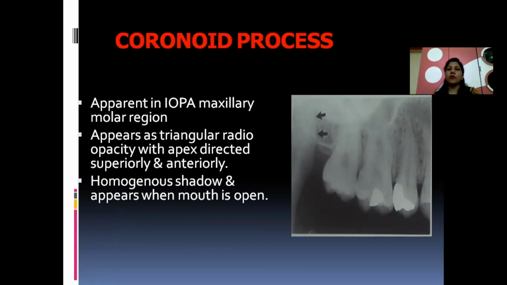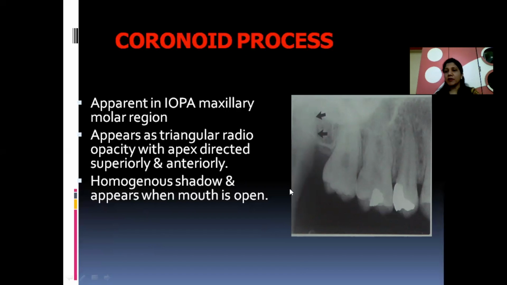Coronoid process. Now, coronoid process is the only mandibular landmark which appears in the maxillary posterior IOPA radiograph. These are all maxillary teeth, and you can see a diffuse shadowy radiopacity which is present in the posterior region. Sometimes it will be visible only when the mouth is open. You can see the triangular radiopacity.